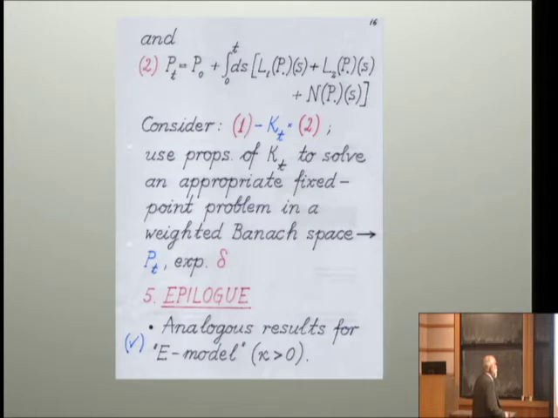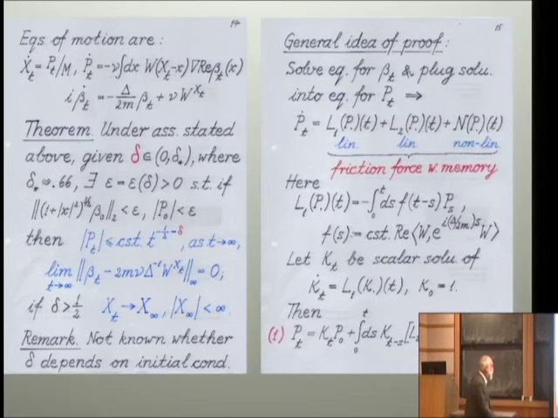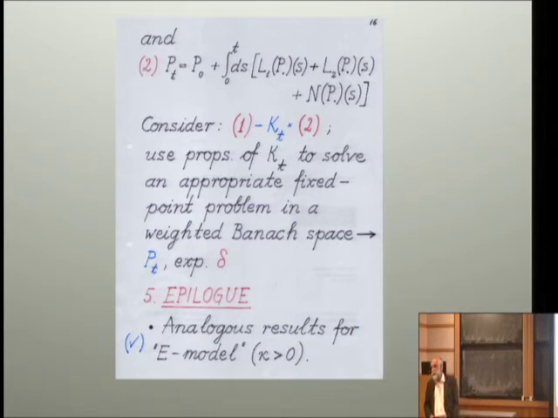And so what we can do is to consider equation 1 and subtract from it k of t times equation 2. Then, in fact, this k(t) p naught term will cancel. And we arrive at an equation that can be studied using a fixed point theorem. And this fixed point theorem says that we get the unique solution provided the initial conditions are suitably small.